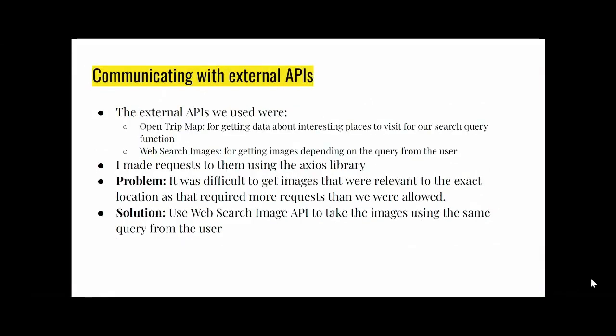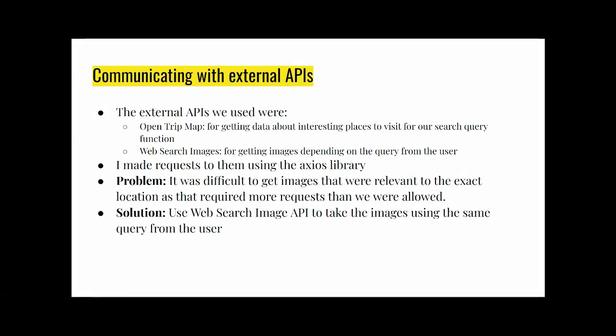And this is communicating with the external APIs. The external APIs that we used were firstly OpenTripMap, which was for getting the data about the interesting places you could visit for our search query function. And then we had the web search images API, which was for getting images depending on the query. But that was actually implemented to solve a problem.